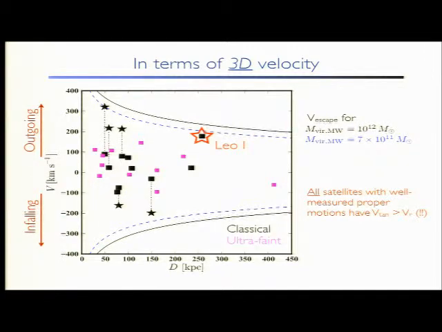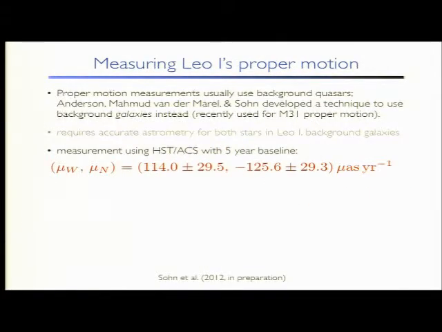But of course, if LEO-1 has a tangential velocity that's substantially higher than its radial velocity, it would move it significantly above this escape velocity curve, even for 10 to the 12 solar masses, and would probably mean that LEO-1 is an unbound satellite. So it'd be really nice to have an idea of what the 3D velocity of LEO-1 is. So wouldn't it be great if someone would go out and measure the proper motion for this thing? Okay, well, I just might happen to know somebody who's done that. That's actually Tony Sohn and collaborators at Space Telescope.